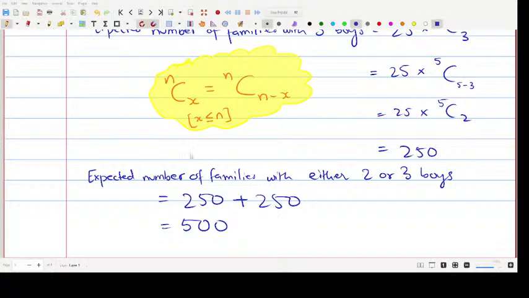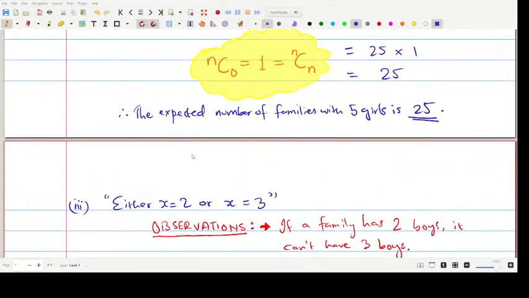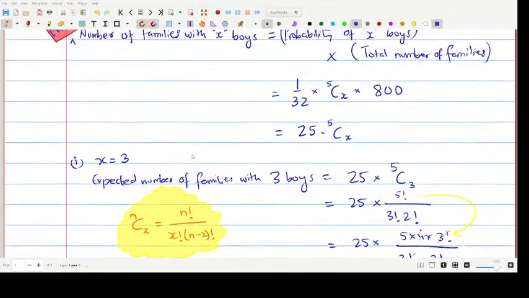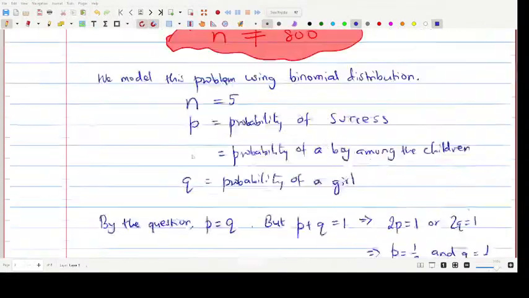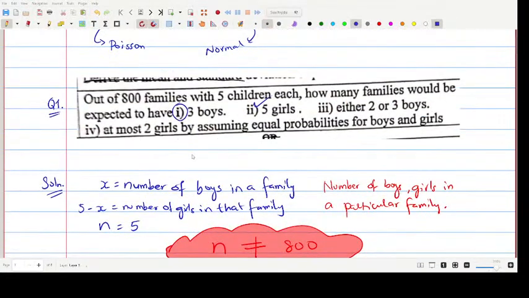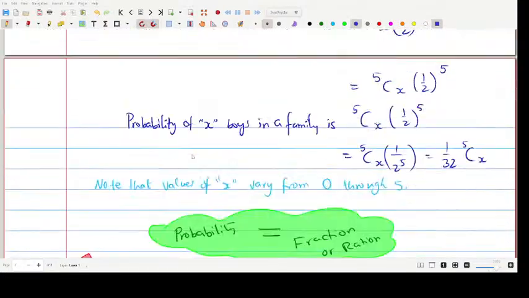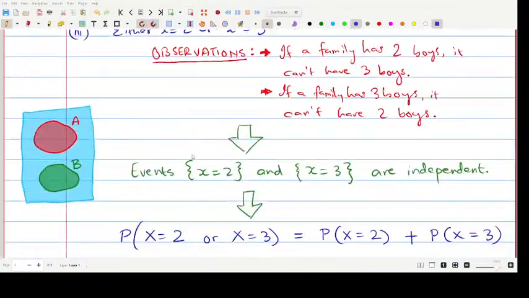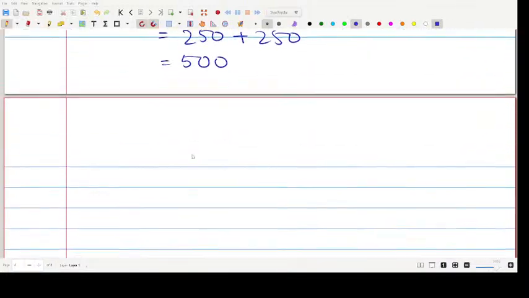Okay, so now let's move on to the last part of the problem. Again, any problem on binomial, you are going to do it. So the last one is at most 2 girls, right? At most 2 girls. Again, the language is very important here. Let's write that down and see how we can unfold this problem.